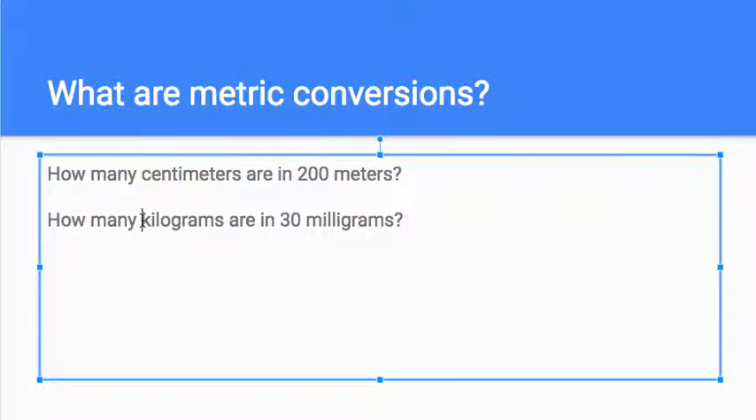Here we've got milligrams to kilograms, because we said how many kilograms are in 30 milligrams. So we're starting out with milligrams, and we go to kilograms. So the prefix changes, but the root, grams, stays the same.